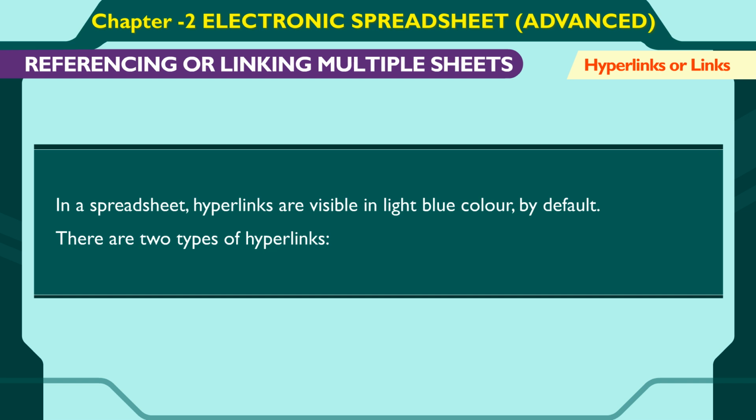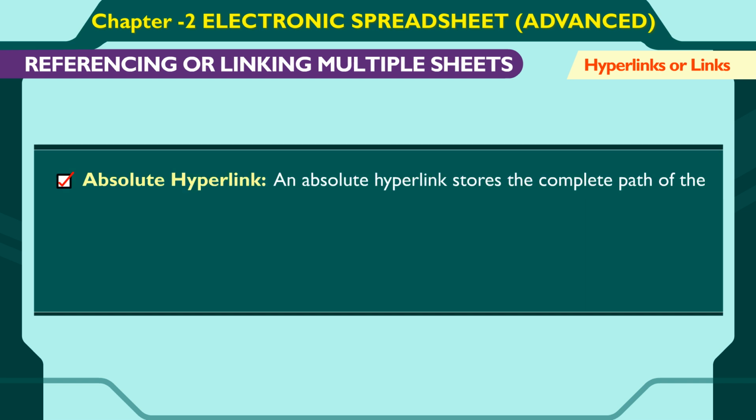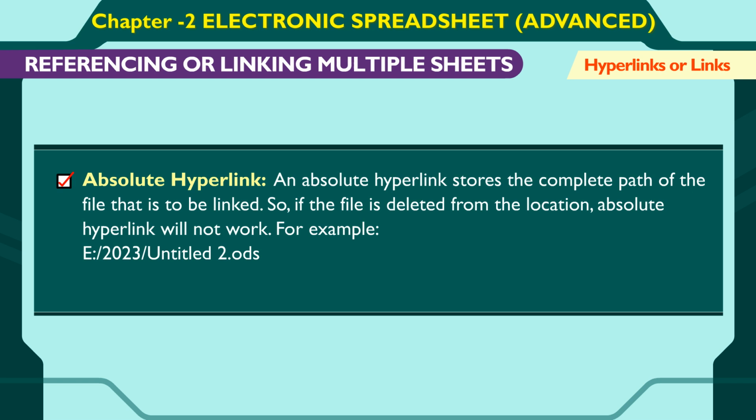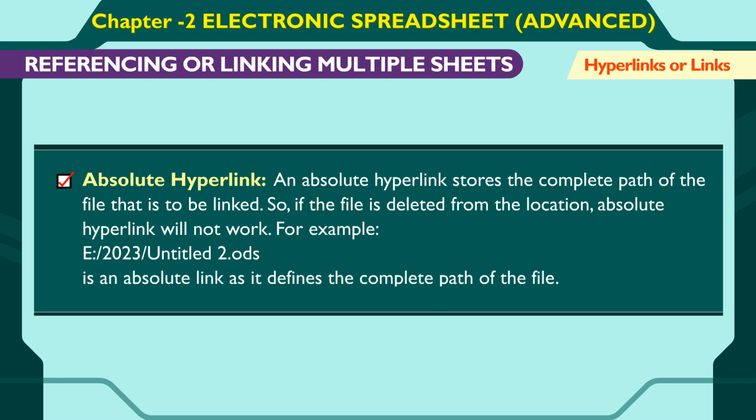There are two types of hyperlinks. Absolute hyperlink. An absolute hyperlink stores the complete path of the file that is to be linked. So, if the file is deleted from the location, absolute hyperlink will not work. For example, e:/2023/untitled2.ods is an absolute link as it defines the complete path of the file.